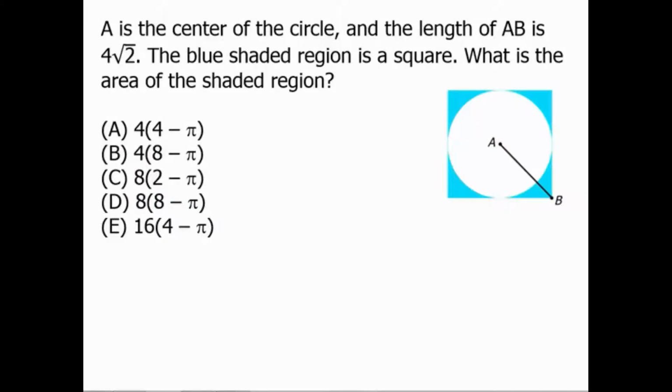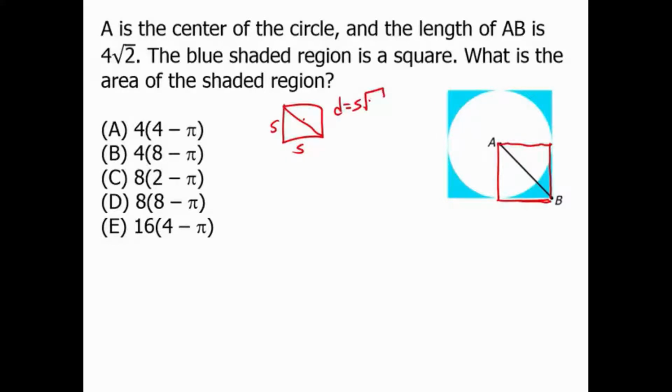A is the center of the circle, and the length of AB is 4 root 2. The blue shaded region is a square. What is the area of the shaded region? So the first thing we'll do is, let's just draw some perpendicular lines here. And so this is a smaller square, and the diagonal of this square is 4 root 2. Well, it's always true that if we have a square of side S, the diagonal is S root 2. And so if this is 4 root 2, the side of this square must be 4.